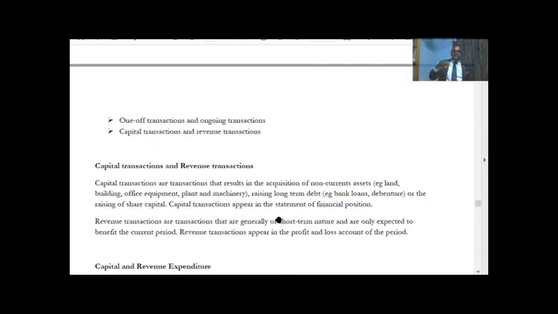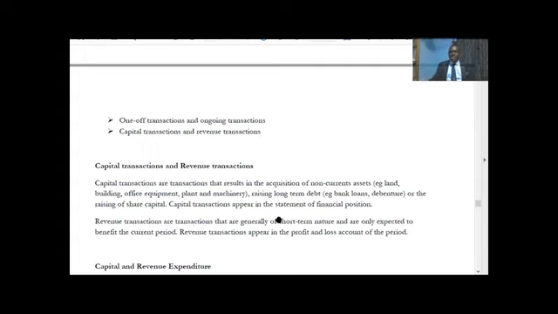Okay, capital transactions are transactions that result in the acquisition of non-current assets, or what is called fixed assets. Those of us who did business in SS used to call them fixed assets. Okay, good. So for example, land, building, office equipment, plant and machinery. Okay, or raising long-term debt.